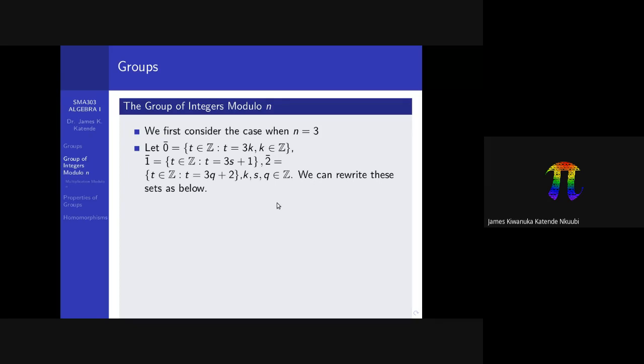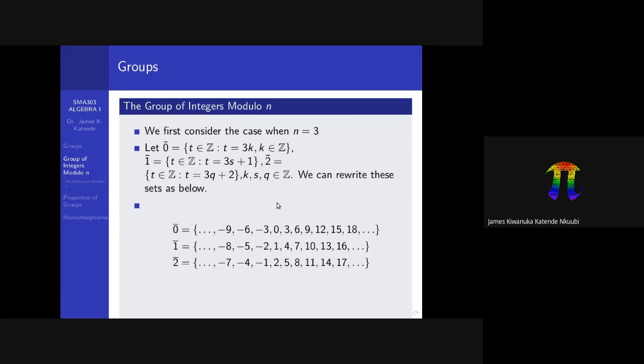So we can list the elements in these sets as below. You can see this set 0 bar consists only of multiples of 3. And the set 1 bar consists only of integers which give remainder 1 when divided by 3. So that is integers that can be written as 3s plus 1, where s is an integer. The same for the last one. These are the integers which leave remainder 2 when divided by 3.